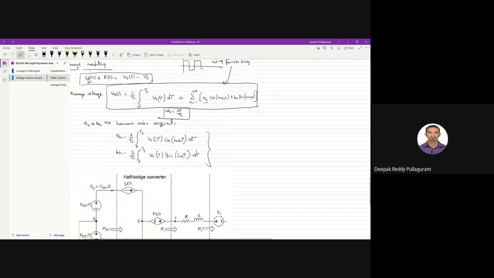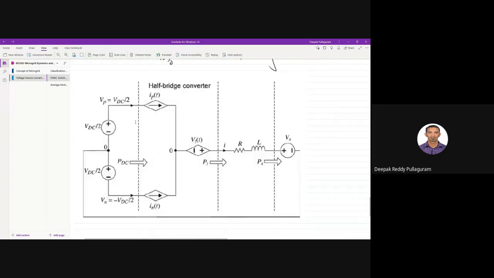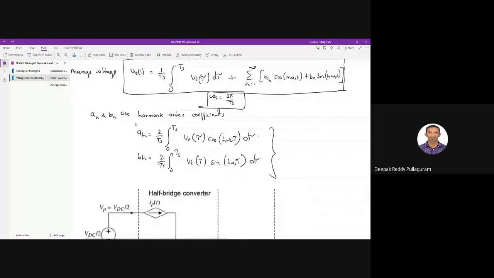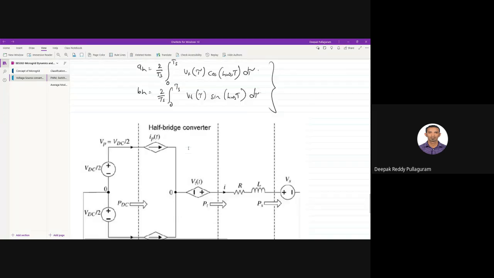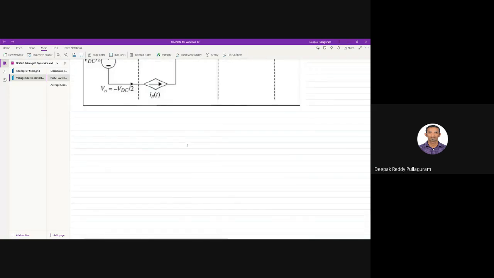Now we have AH and BH, which are constants. The constants AH and BH can also be written in terms of the switching frequency. From the Fourier series we directly get this expression. I'm writing it directly from the textbook. I think you can also recollect it from the Fourier series expansion.